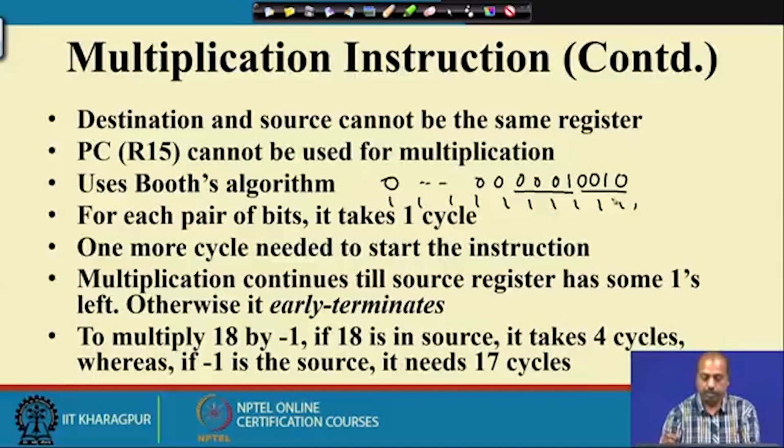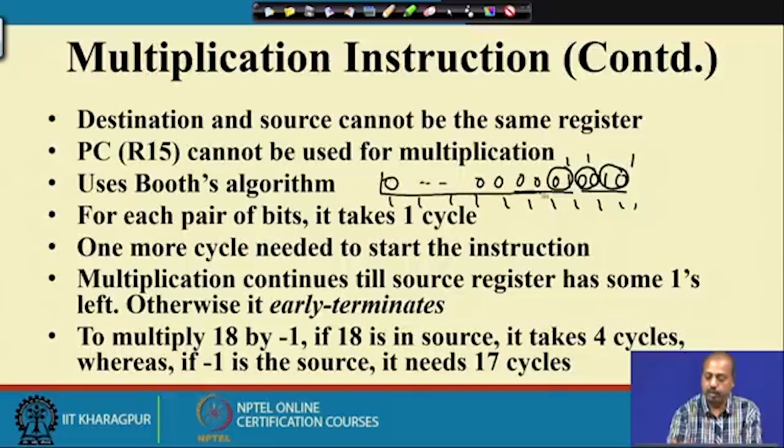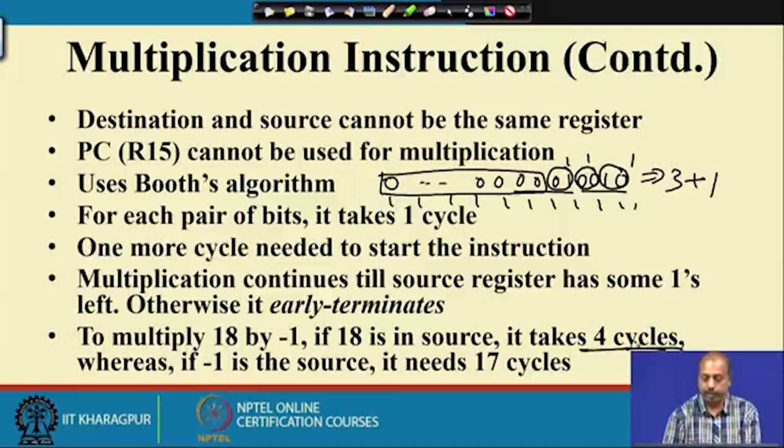Now, if you are using 18 as the source register, then for the first 2 bits it will take 1 cycle, then for the next pair it will take 1 cycle, and for the last 2 bits it will take 1 cycle. After that the source register will become 0. So, this takes 3 cycles plus 1 cycle to start the instruction. So, a total of 4 cycles will be needed if 18 is kept as the source.